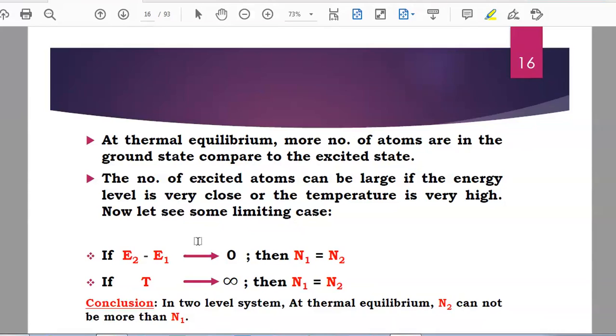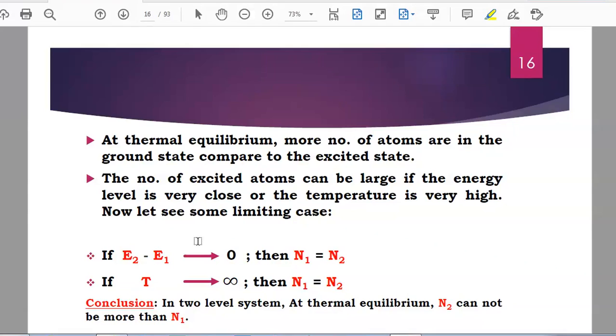Now let's see some limiting cases. What happens if the energy difference E2 minus E1 is 0? That means both energy levels are almost at the same point, the difference is almost 0. What may happen in that case? If you put this result into the previous formula, it comes out to be N1 equal to N2. That means if there is no energy difference between the levels, then the number of particles in each level is equal. That is, n1 equals n2.